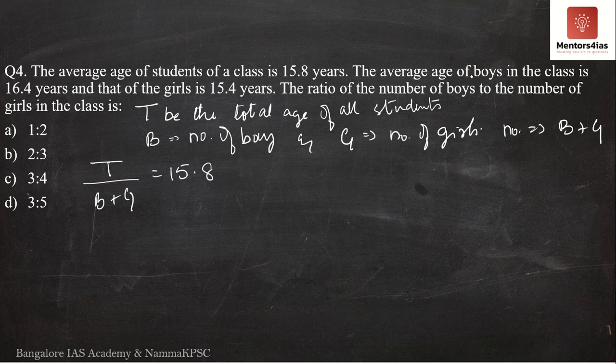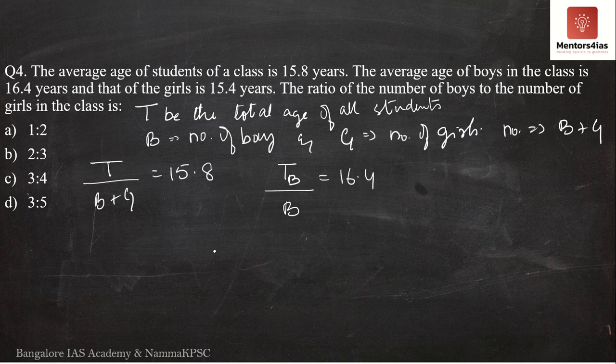Similarly, the average age of boys in the class is 16.4 years. How do we get the average age of the boys? We have to take the sum of the ages of all the boys in the class. Let me say TB. TB is the total sum of the ages of all the boys in the class. When I divide this by the total number of boys, we get what?